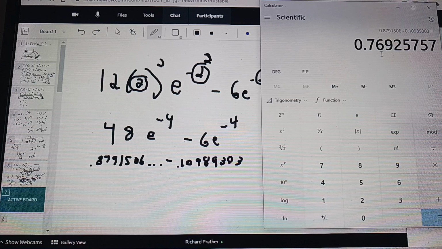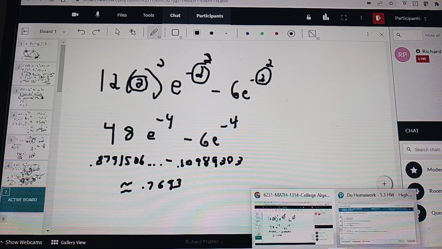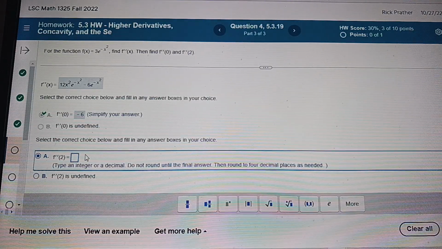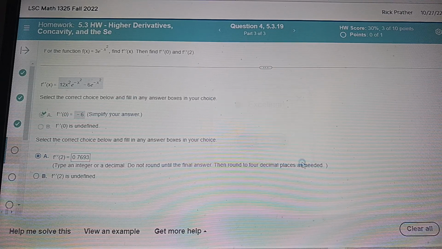And rounding to 4 decimals, 0.7692, but there's a 5 after that, so make that 2 become a 3. 0.7693. Approximately, because we worked in decimals here. So plugging integers like 2 into an expression that has e in it is always going to come out messy. So that's one of the rare times they'll accept decimal answers.